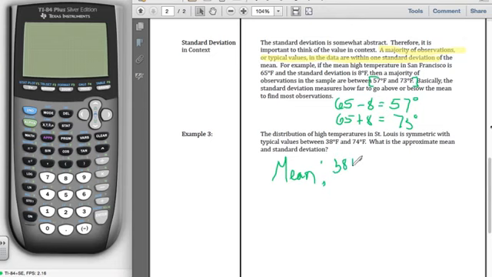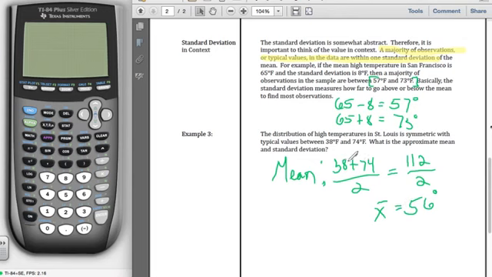So I'm just going to add these 2 together and divide by 2. If you take 38 and add 74, that's going to give you 112. Then divide that by 2. We do that, and that is going to give us 56 degrees. So this is my x bar. This is what my mean is.